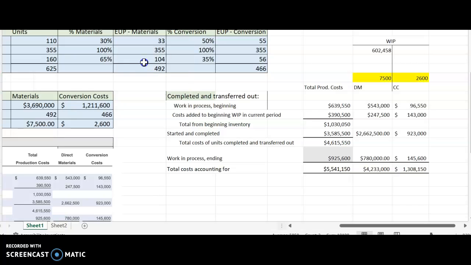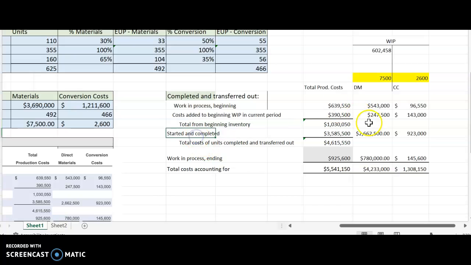Okay, let's keep going. You're going to get those and add them. Then when you add the work in process plus the cost added to the work in process, you're going to get the total from beginning inventory. So there's your beginning WIP dollar amount.